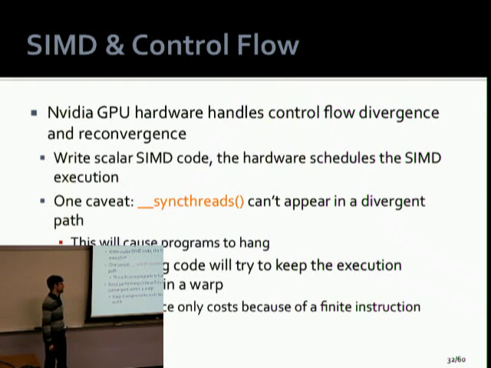And in addition, good performing code will try to keep the execution convergent within a warp. So there is a performance penalty if you diverge inside of a warp. If you have different warps of your thread block doing different things, that's fine because each of the warps is scheduled kind of on its own. But if you break the warp apart and have some of the threads in a warp doing one thing and some of them doing another thing, you're going to start losing performance.